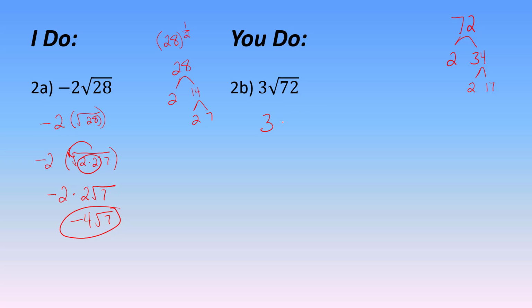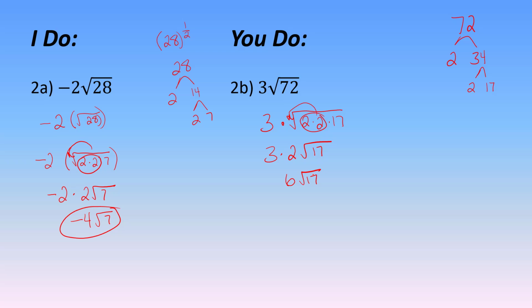So we have 3 getting multiplied by the square root of 2 times 17, where I have a pair that can come sit in front of the radicand. 3 times 2 root 17. And now we can multiply our 3 times 2, which gives us 6 root 17.